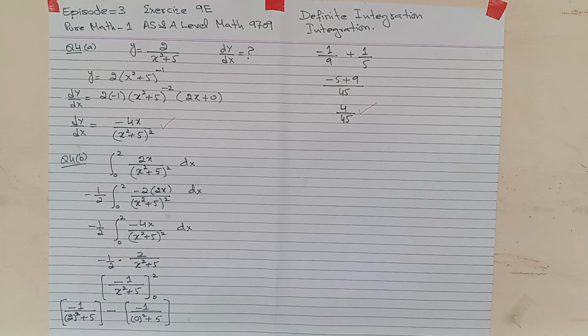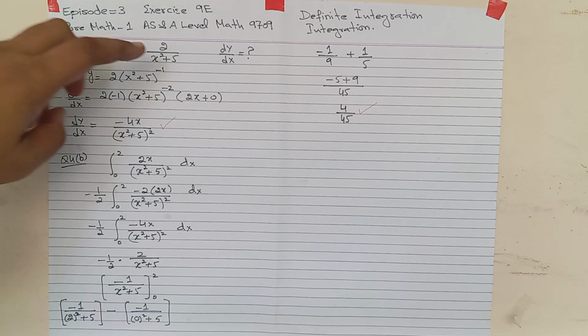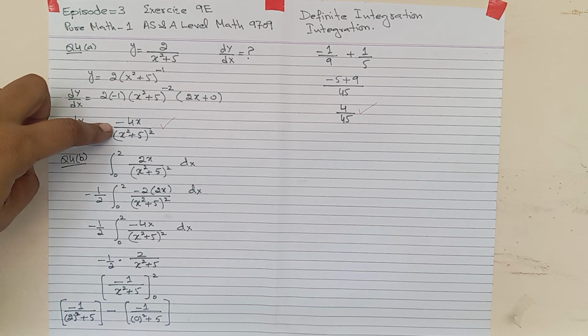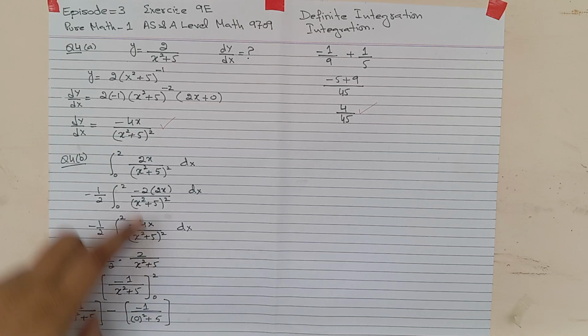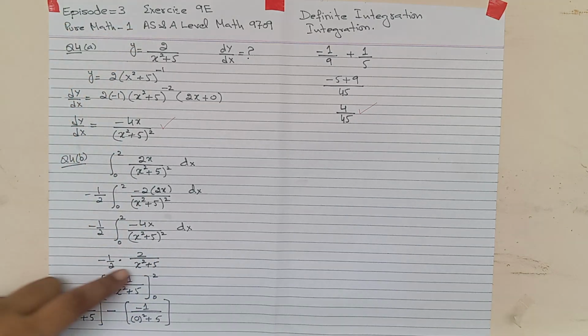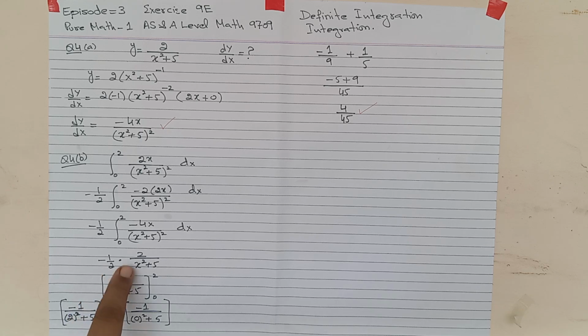You know that the integration is the reverse process of the derivation. So if the derivation of this expression is this, so the integration of this expression will be this. So I will integrate this and the limits are from 0 to 2. So I will get minus 1 by 2 into 2 by x square. Its integration will be this. That's why I've written here. So this 2 and 2 will be cancelled. So you will have minus 1 by 2 into 2 cancel. So minus 1 divided by x square plus 5. And the limits are from 0 to 2.